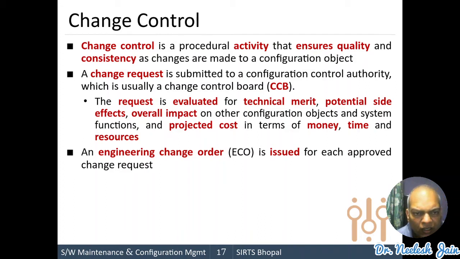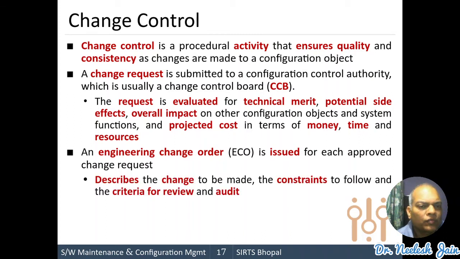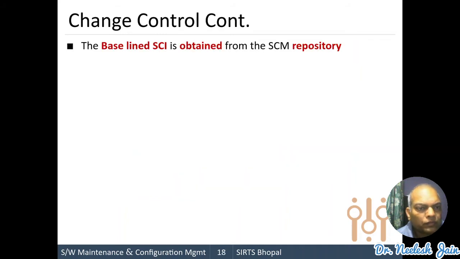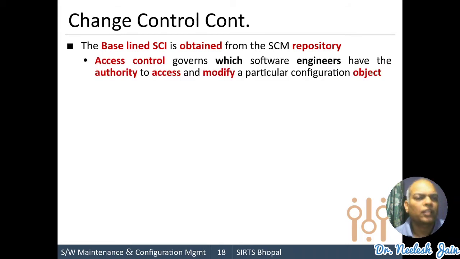An engineering change order is issued for each approved change request. The order describes the change to be made, the constraints to be followed, and the criteria for review and audit. The baseline SCI is obtained from the SCM repository.